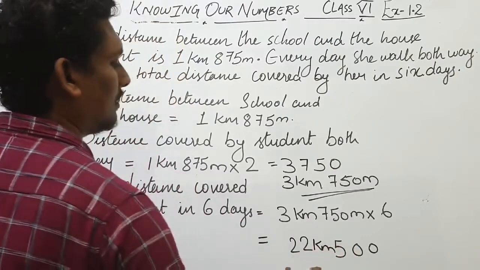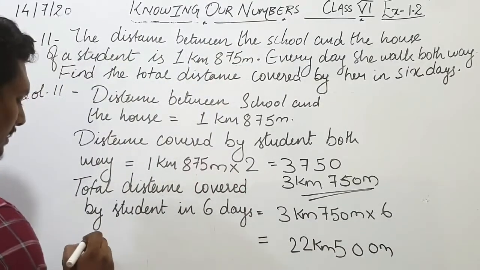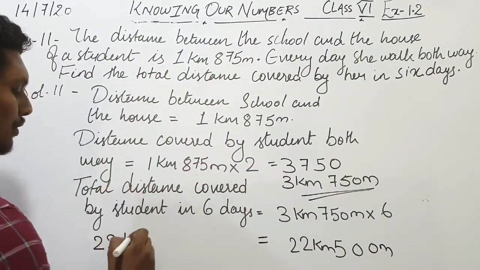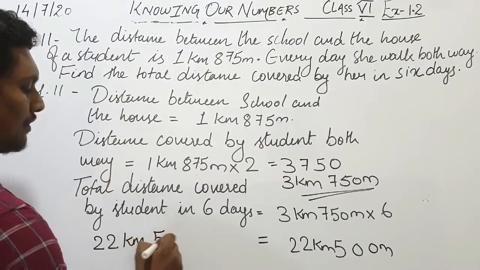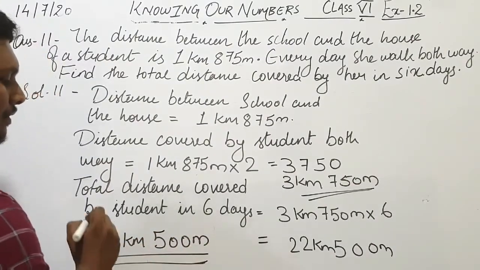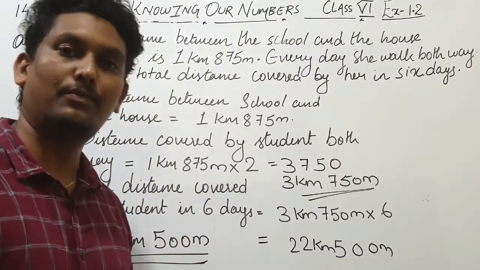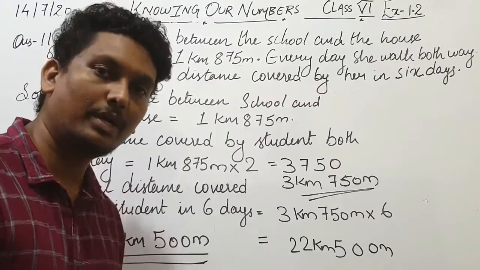22 kilometer 500 meter. Okay, the final distance she covered is 22 kilometer 500 meter. So this is the final answer. Let's go through it.